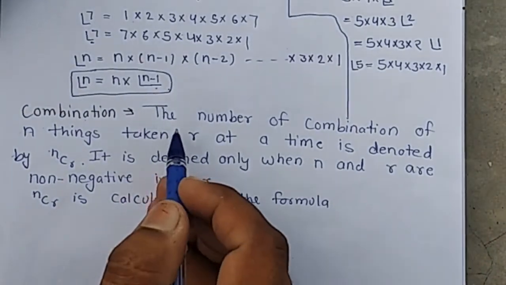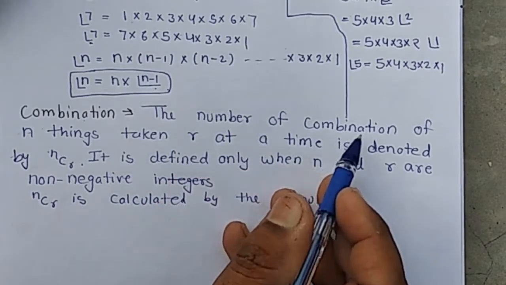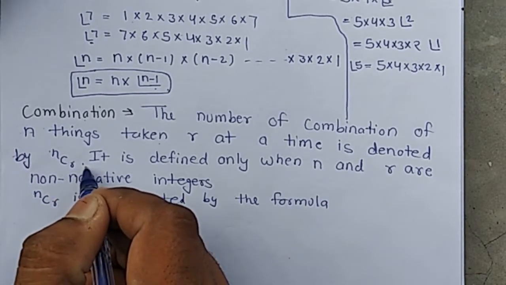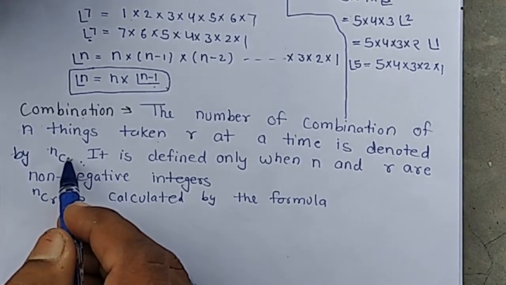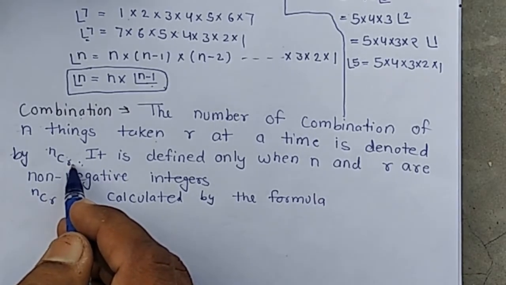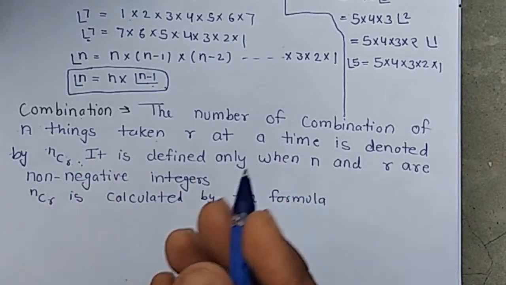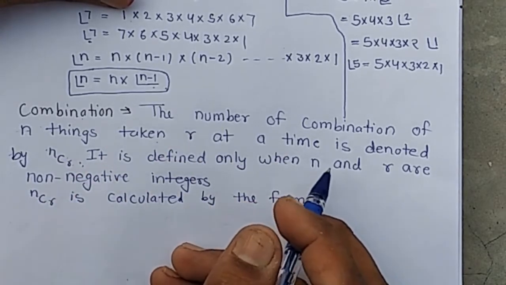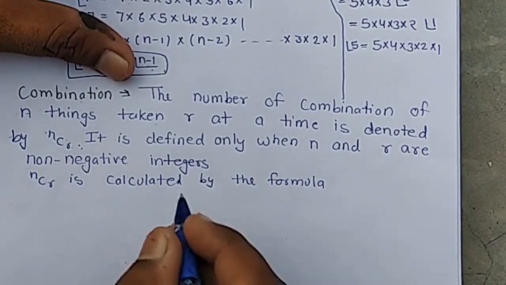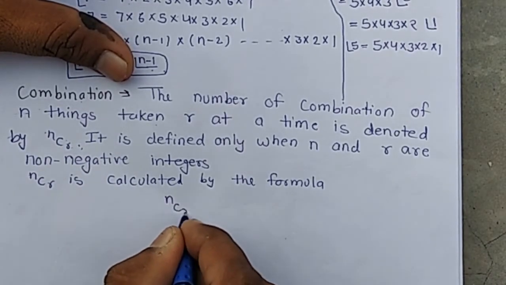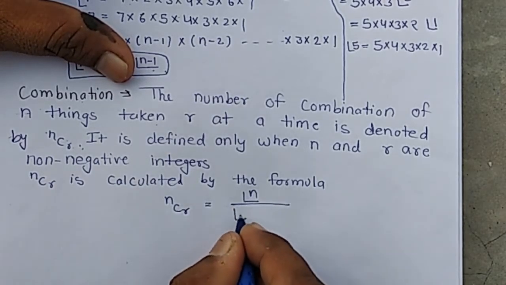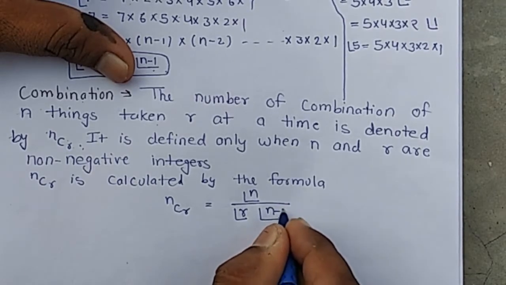Combination. The number of combinations of n things taken r at a time is denoted by nCr. Means nCr represents the number of selections of r objects out of n objects. It is defined only when n and r are non-negative. nCr is calculated by the formula nCr equals factorial n divided by factorial r into factorial n minus r.